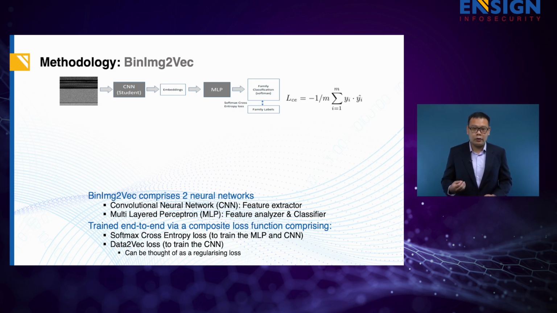The other important consideration is how to train such a neural network. We propose a composite loss function comprising the standard softmax cross-entropy loss and the Data2Vec loss. In particular, the softmax cross-entropy loss will be used to train both the CNN and MLP in an end-to-end fashion using the labels we have from our dataset. This is identical to how conventional deep learning models are trained.